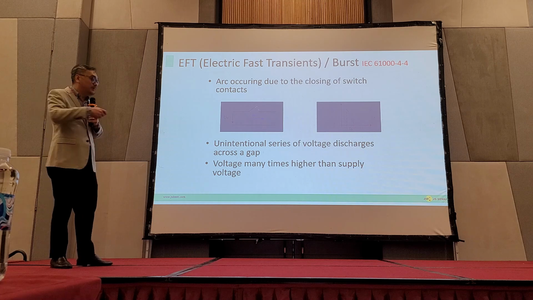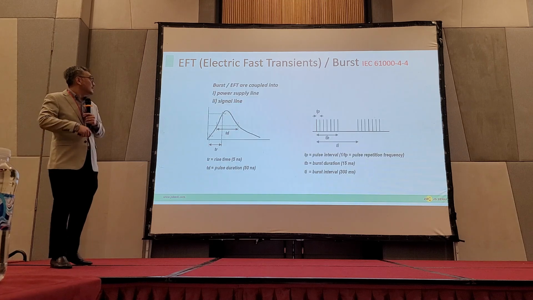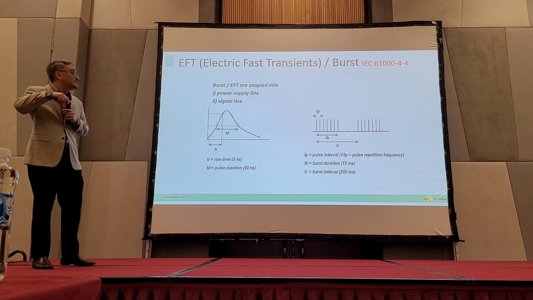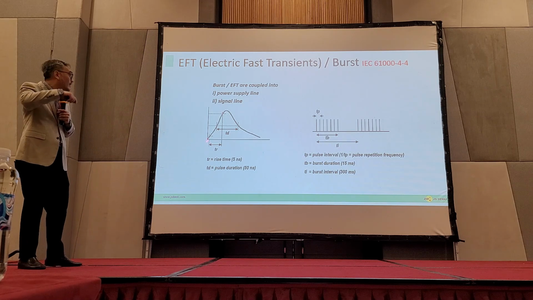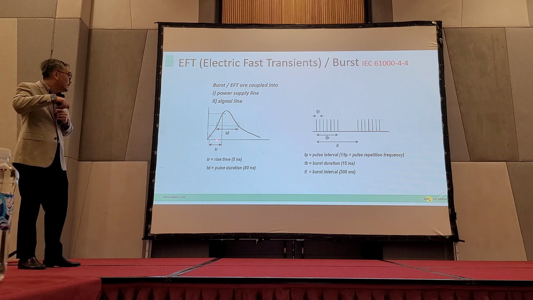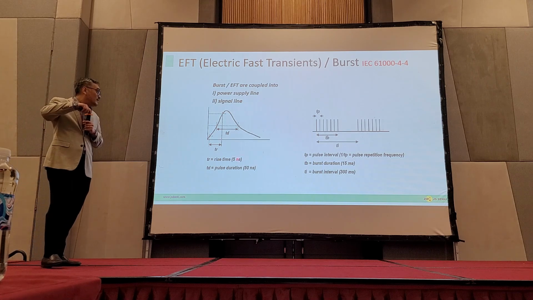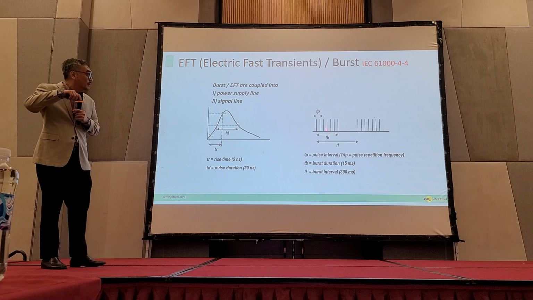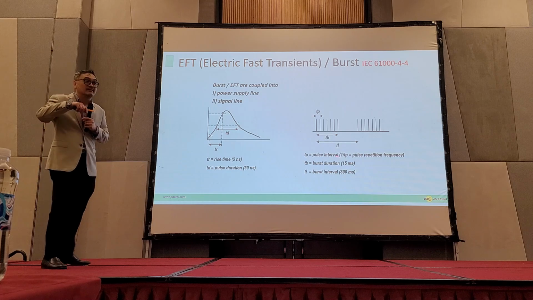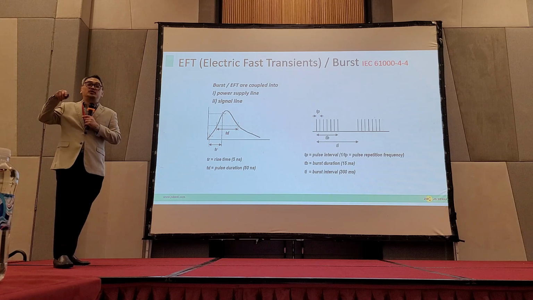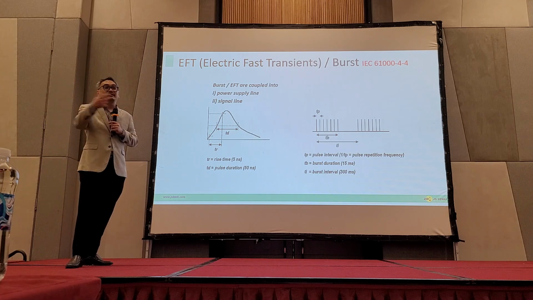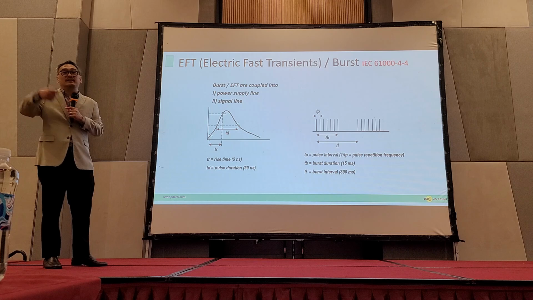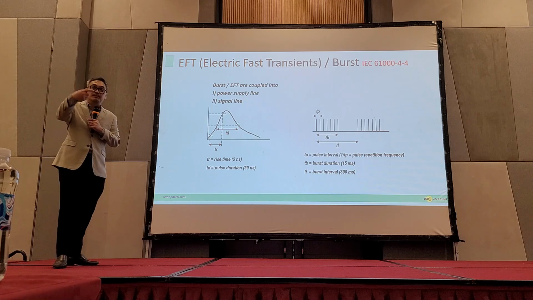So we purposely inject this pulse, and this pulse is defined by the standard. This is one burst, meaning one high voltage, with a rise time of 5 nanoseconds and a duration of 50 nanoseconds. Then this is multiple bursts. So we inject many bursts, we inject this signal into the product. So we try to kill your product. If your product survives, it means the product is good, as defined by the standard. If your product fails, please go and check, and improve your product.